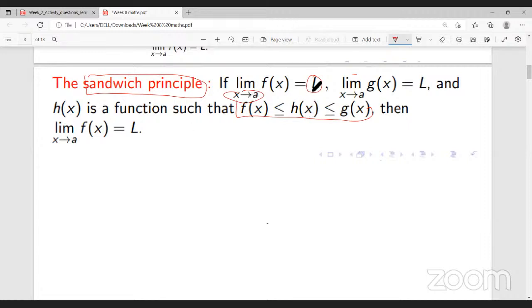So how do we apply this sandwich principle? Say for example I am taking the limit as x tends to infinity of sine of x upon x. Can anyone tell me how to solve this limit?